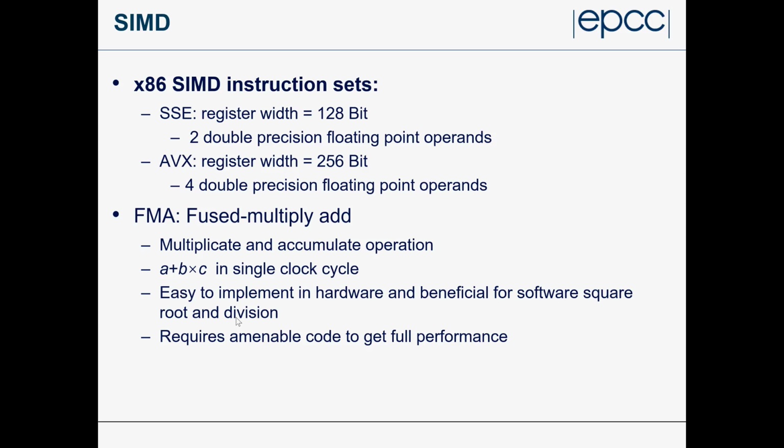So you can see that there's been a number of things added to processors which give them higher peak performance in floating point operations, a higher amount of floating point operations they can do per clock cycle, but only if your code matches well to it.